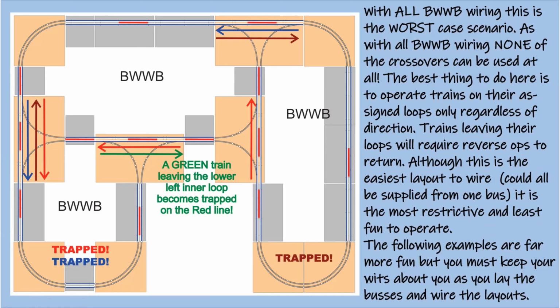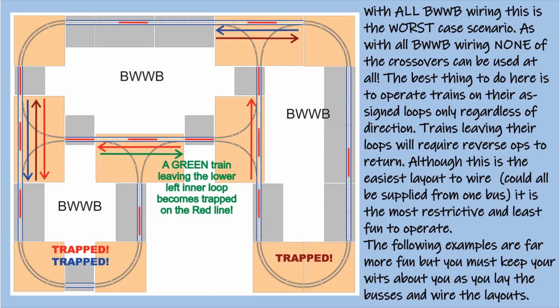As with all blue, white, white, blue wiring, none of the crossovers can be used at all. The best thing to do here is to operate trains on their assigned loops only, regardless of direction. Trains leaving their loops will require reverse ops to return. Although this is the easiest layout to wire, actually they could all be supplied from just one bus, the red bus. It is the most restrictive and least fun to operate.